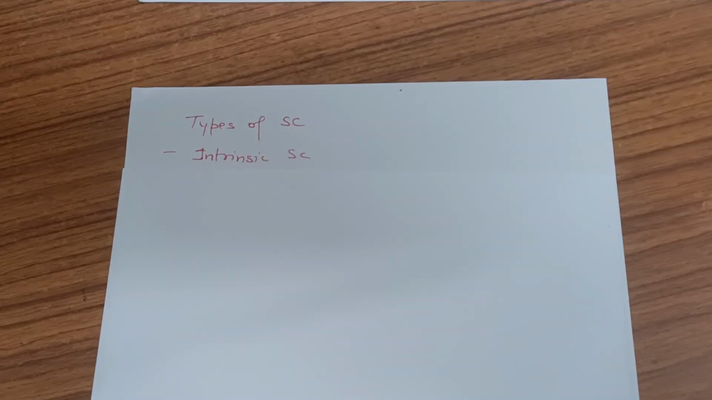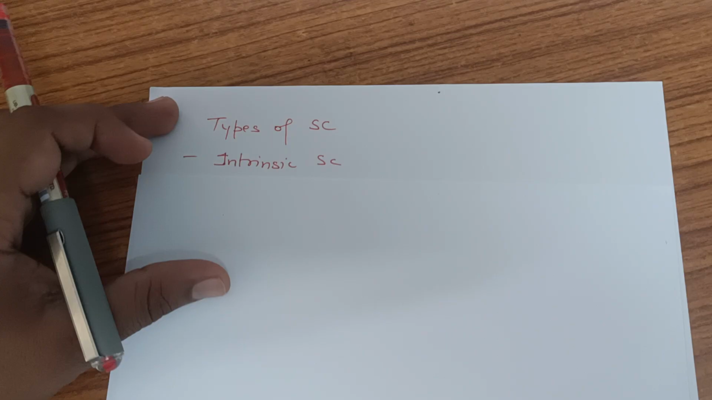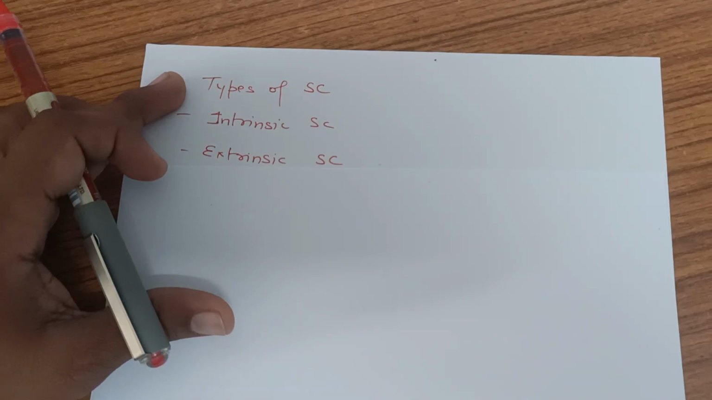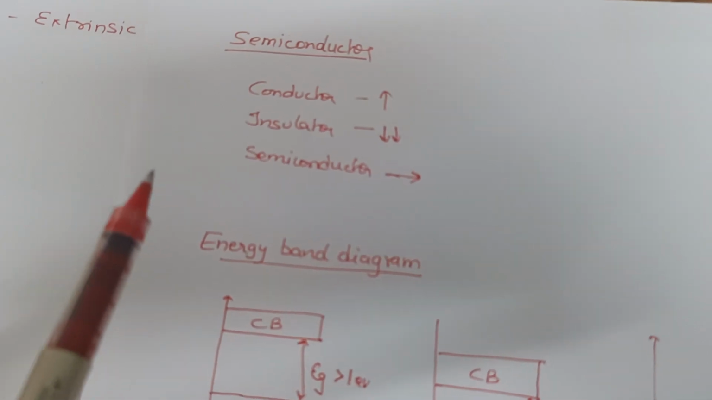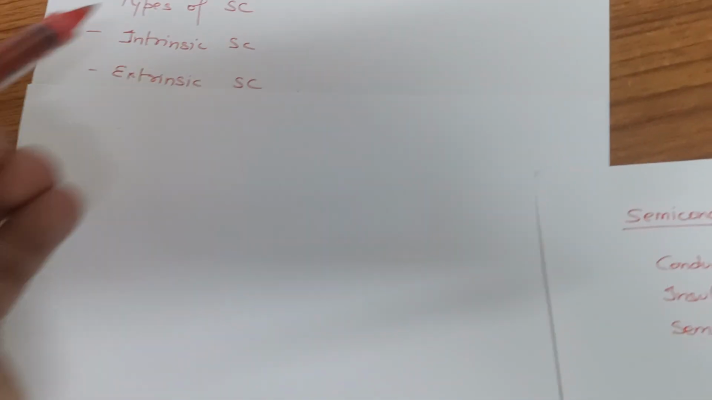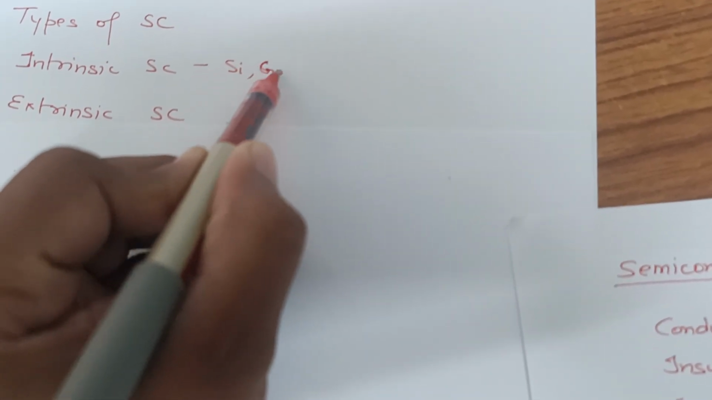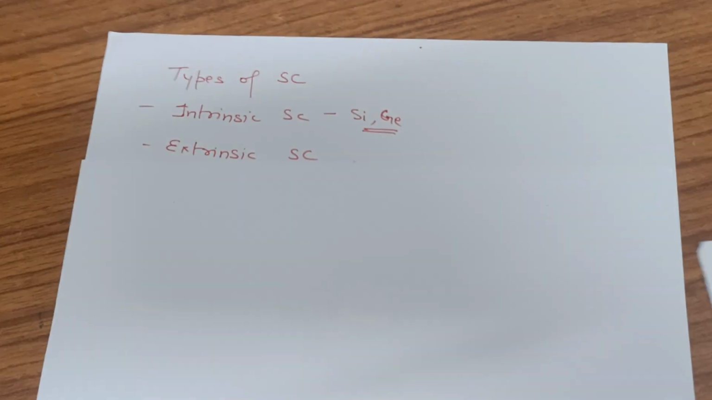Now we are moving towards the types of semiconductors. We have two types: intrinsic and extrinsic semiconductors. The intrinsic semiconductor is a pure form of silicon and germanium. Here there is no free electron that can move inside the semiconductor, so current cannot flow easily.